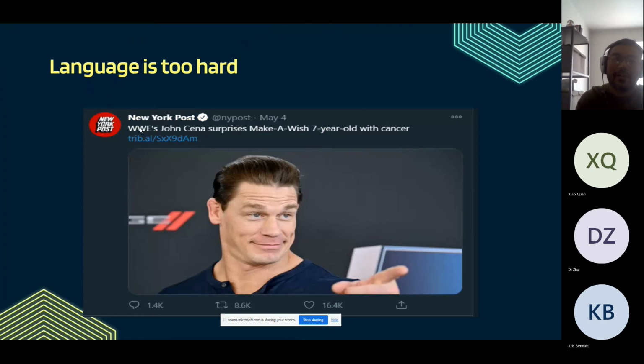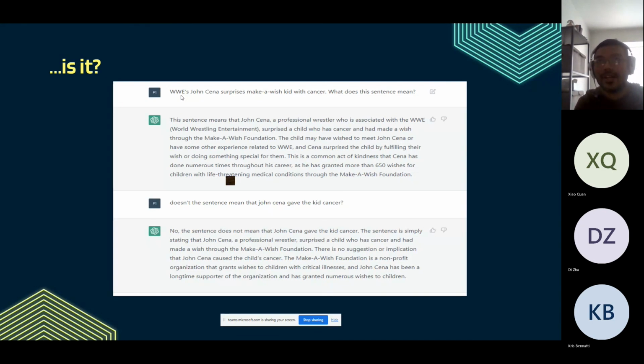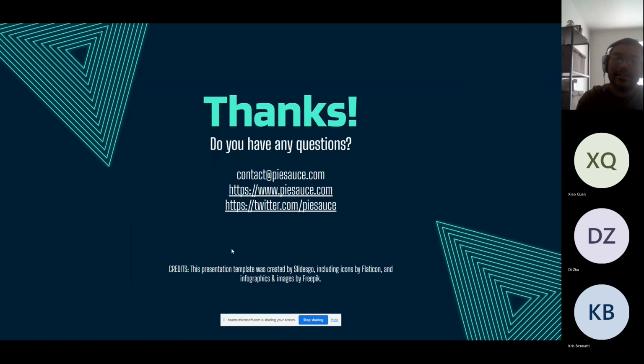So finally, whenever I made a presentation about NLP, I used to use this slide to talk about why language is so hard. But now I think it has been finally put to rest, because I spent an hour the moment ChatGPT came out trying to convince ChatGPT that John Cena caused a Make-A-Wish kid to have cancer, but it refused. So yeah, that's that.